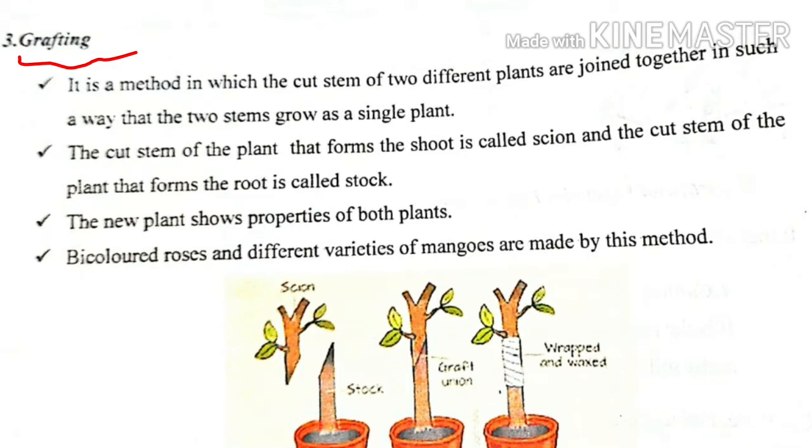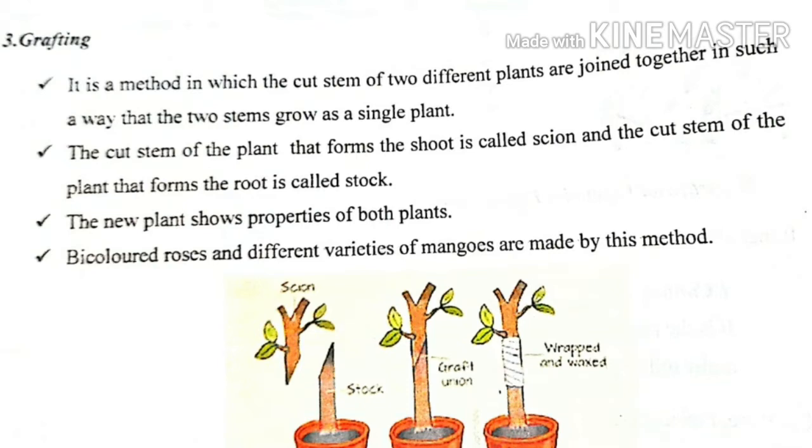It is a method in which the cut stems of two different plants are joined together in such a way that the two stems will later grow as a single plant. Okay, so here we have to listen carefully: if you are taking a particular plant, you're cutting the plant into two.